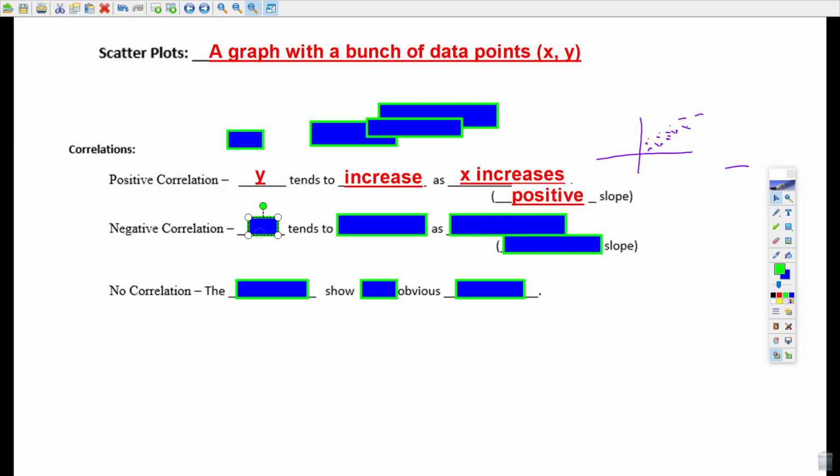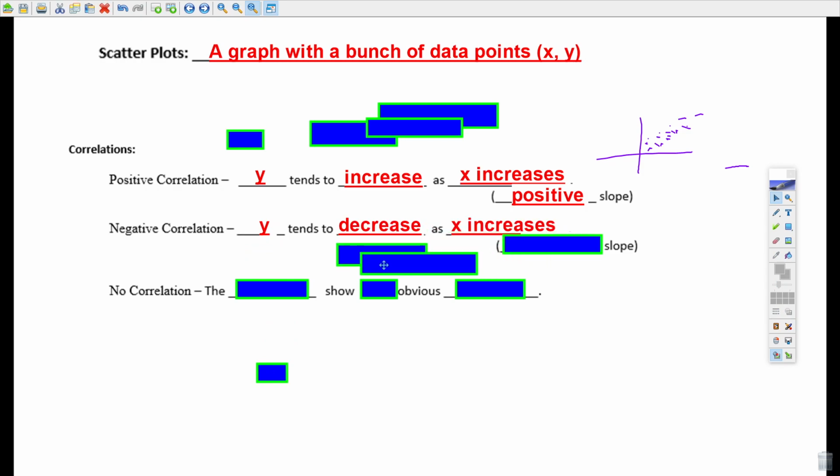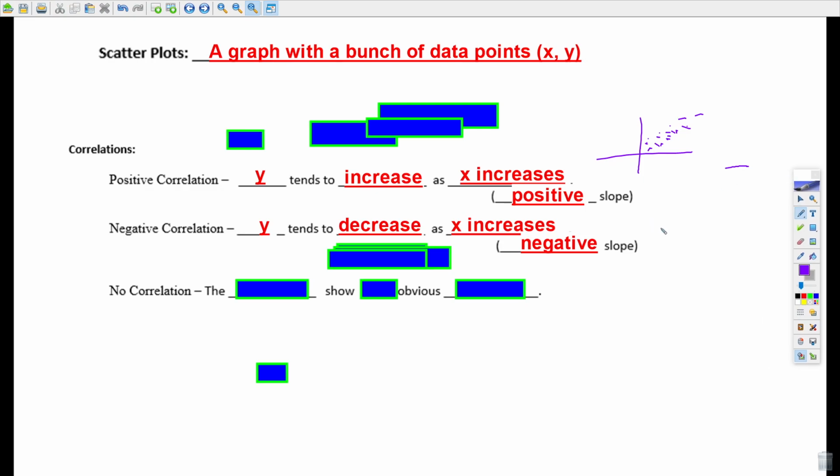Just the opposite, you can do the opposite here, so have a negative correlation where y tends to decrease as x increases. So the y values are going downhill. Call that a negative slope. An example of that would be like having a bunch of dots, but it tends to go downwards like this. So pretend those are a bunch of dots. It's kind of going down.